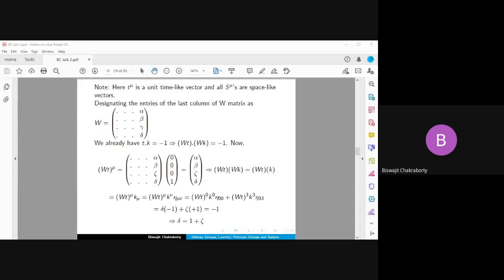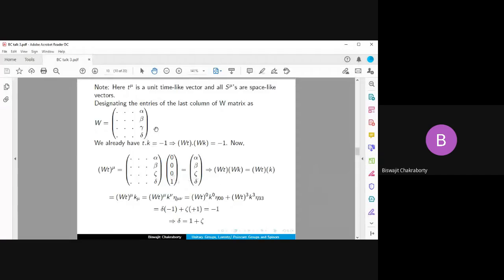So now W acting on T will give you this thing: alpha, beta, zeta, delta. I should have, instead of gamma, I have made a mistake again. I think it should be zeta. I changed notation all of a sudden. Instead of alpha, beta, gamma, delta in the first W, it should be alpha, beta, zeta, delta. Okay.